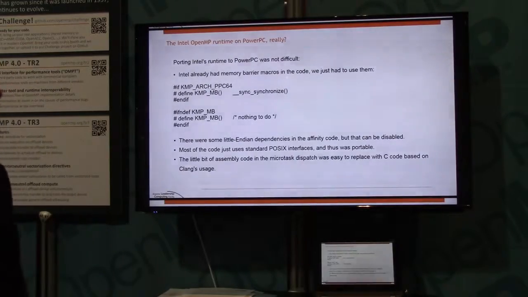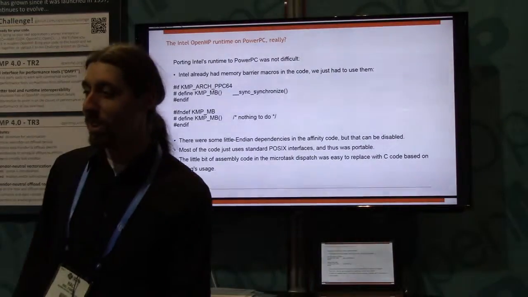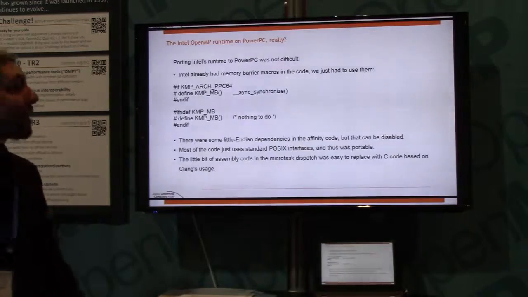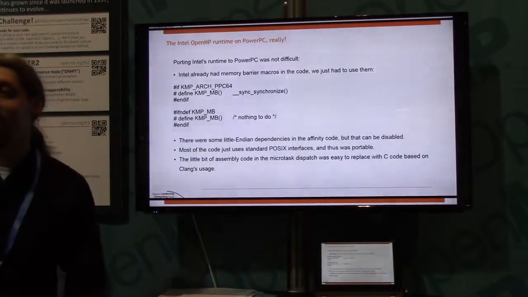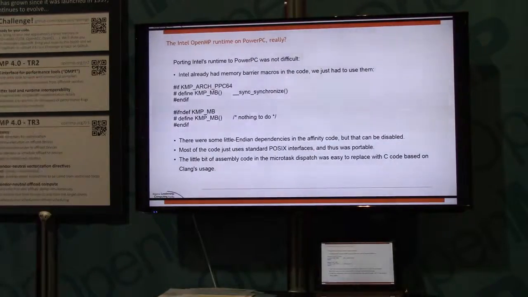So you said you ported Intel's runtime library to Blue Gene Q. Well, that's a PowerPC system. It's a big endian system, not a little endian system. How does that work? Well, it turns out it wasn't that hard.